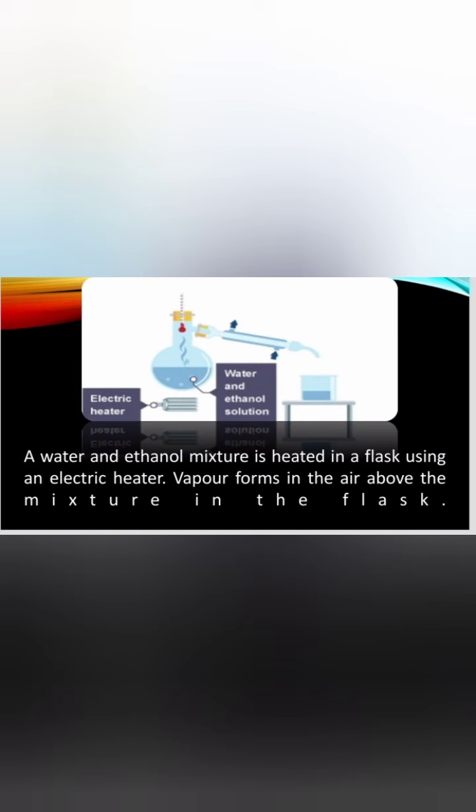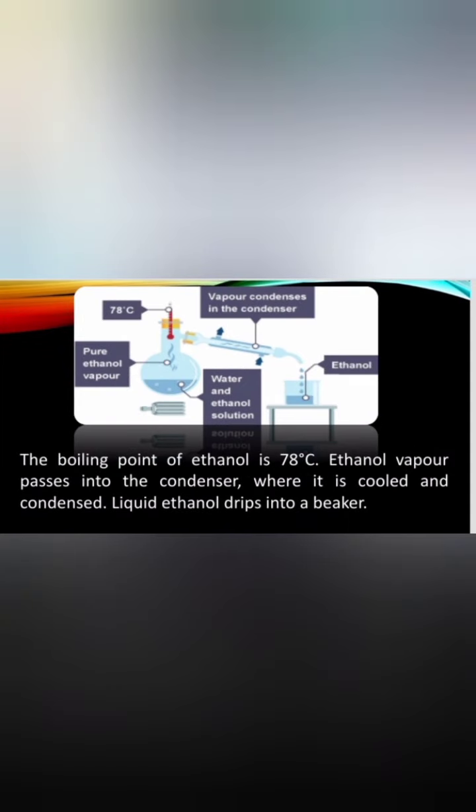Vapor forms in the air above the mixture in the flask. There is also a condenser and a beaker. The boiling point of ethanol is 78 degrees Celsius. Ethanol vapor passes into the condenser where it is cooled and condensed. So now the liquid ethanol drips into a beaker. From the picture in the process, the ethanol is now being separated from the water.